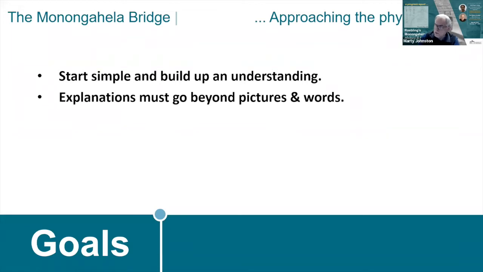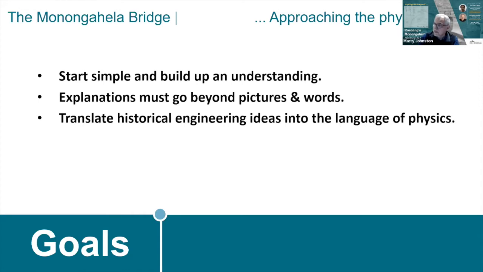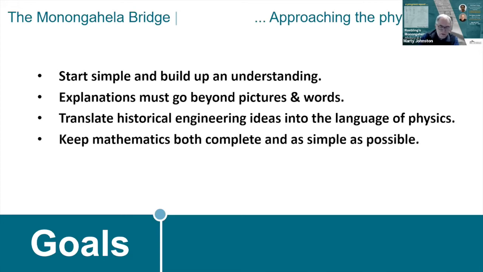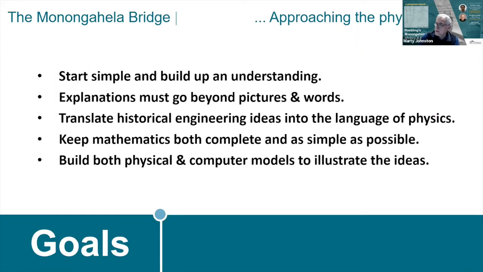My explanations need to go beyond pictures and words, however. I need to get math built in. As I build that in, I want to translate the ideas that have been developed in engineering back into the language of physics as much as possible. And I can't get away from mathematics. So tonight we're going to go with the simplest math I can, but it's going to involve some basic calculus and some ideas that build upon that. And the other piece, as an experimental physicist, is that it's not just enough for me to think about making mathematical models.